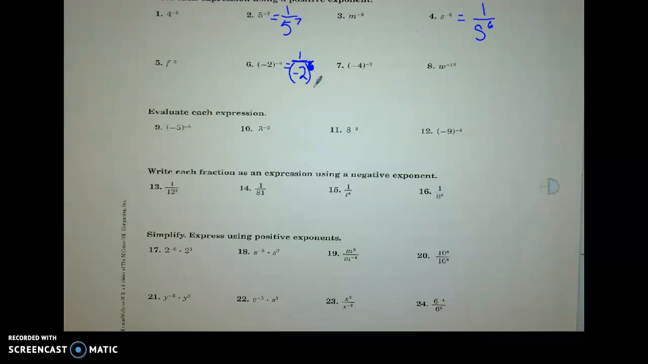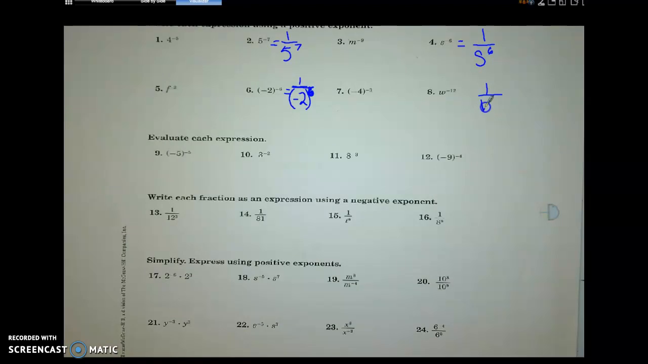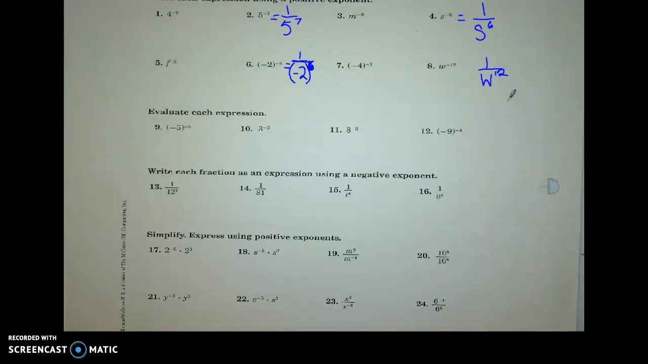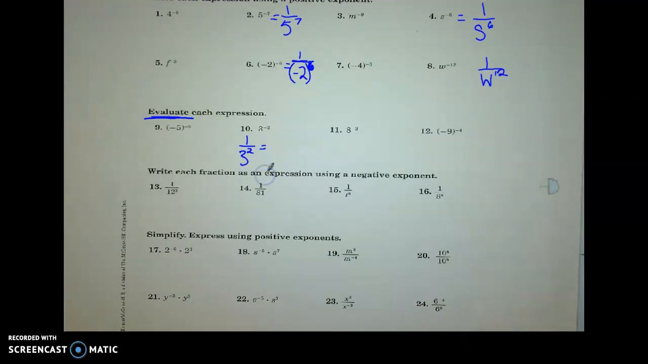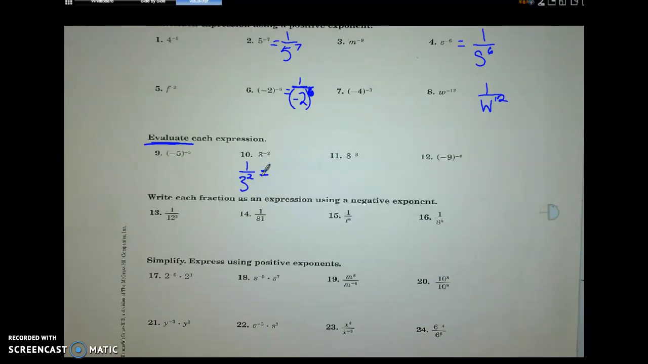Number 8, negative exponent. It's going to move to the denominator. So we end up with 1 over y to the 12th. Then looking here in the next part, this time our directions say to evaluate. So number 10, 1 over 3 to the negative 2nd power. Okay, I'm going to evaluate, so I'm going to go ahead and solve that. That'll be 3 to the 2nd power, which is 9.